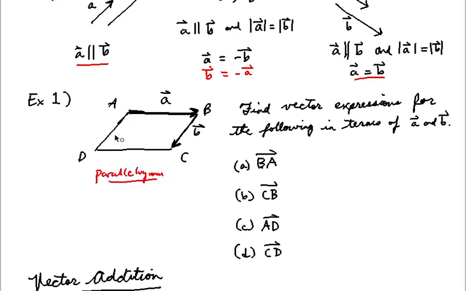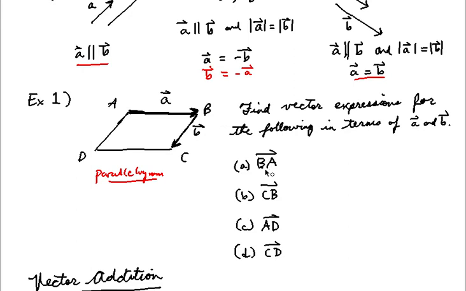So it's a parallelogram, which means that these sides are parallel, and the opposite sides are of the same length as well. So that's a parallelogram. Now let's see, what's BA going to be in terms of A and B?